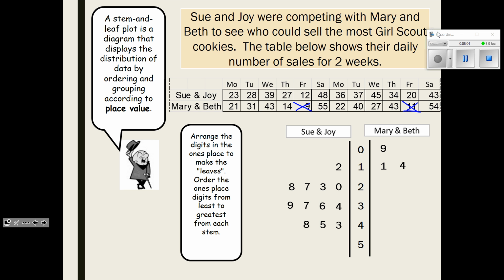There's the button twice. And then there's 14, so we put a 4. Now for the 20s, we see 21, 22, 27. So we're going to write a 1 for 21, a 2 for 22, and a 7 for 27. Mark those out.